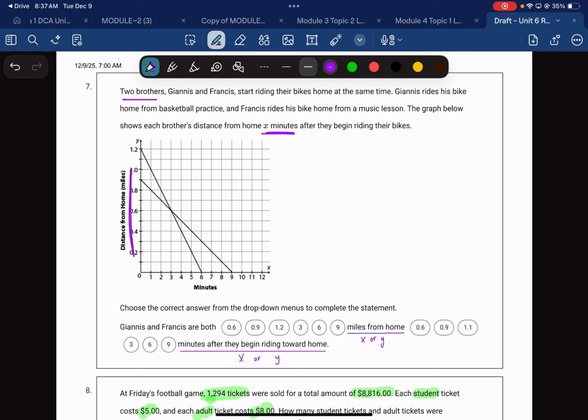So we're looking for the y value where they cross. So what is that y value where they cross? 0.6. This is miles away from home, right? So which means minutes. This is your y value here, which means minutes after they begin riding. That's your x value. So what is this right here? It's going to be 3. 3 minutes after they started riding home.